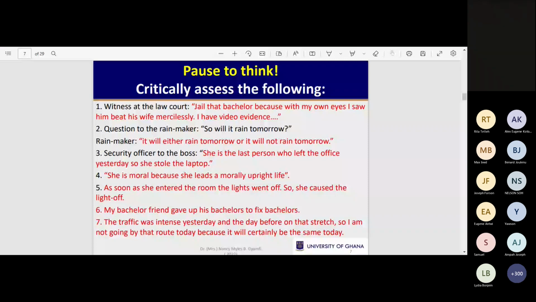The case is dead. We'll throw it out. Because you, the one who is coming to accuse him, you admit that he's a bachelor. Bachelors cannot have wives, let alone beat them. You see, so it is in the language.